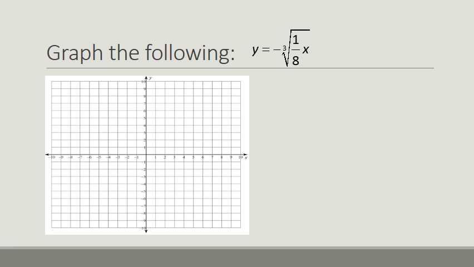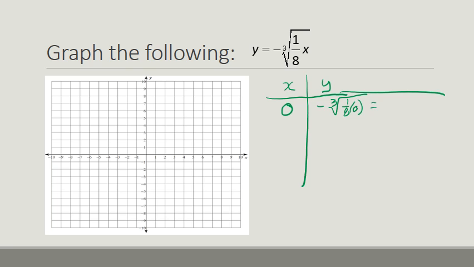With this one, the only transformation is the negative and the 1/8. So what I might do with that is just make an X and Y table. I think sometimes inside is a little confusing. So if I put in 0, I get negative cube root of 1/8 times 0, which is 0. So that Y value is 0. Okay, if I put in 1, it's going to give me a fraction. So it's just easier to graph and more precise with our whole number. So if I put in 8, I get negative cube root of 1/8 times 8, and that's 1, and the cube root of 1 is 1, so it's going to be then negative 1. So 0, negative 1.